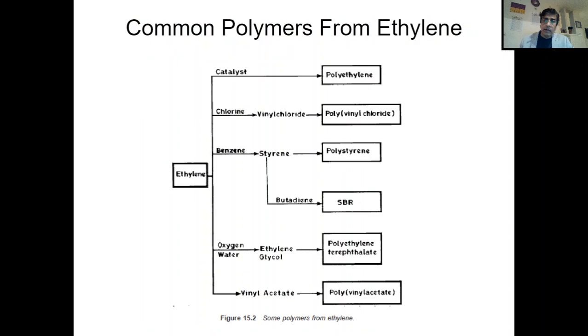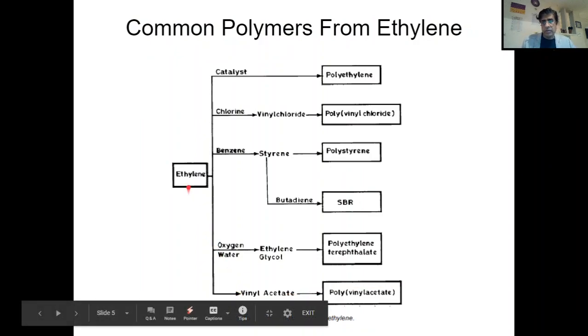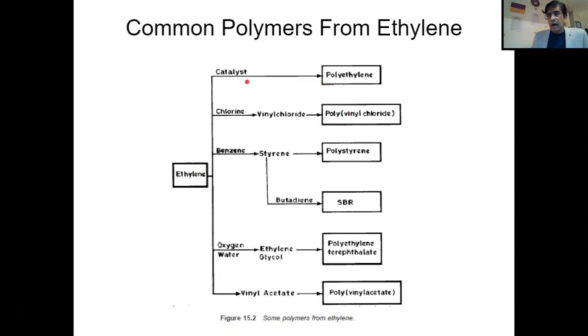Okay, now the ethylene. So you know from ethylene how you get polyethylene. We have learned that so many times. You can use a catalyst or a free radical initiator. Both techniques can be used to make polyethylene. Similarly, if you have ethylene, you react it with chlorine to make vinyl chloride. That will give you polyvinyl chloride. That we have also learned.